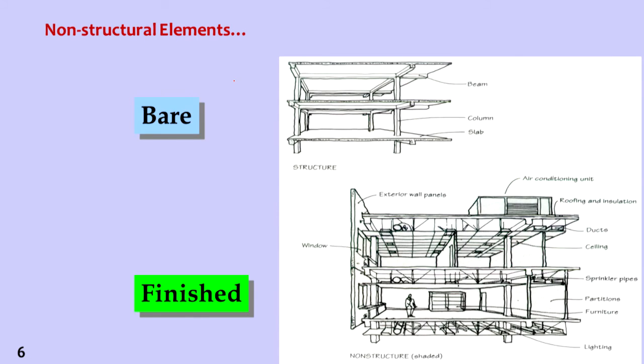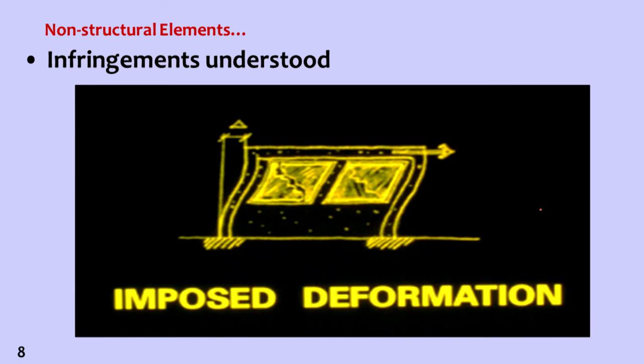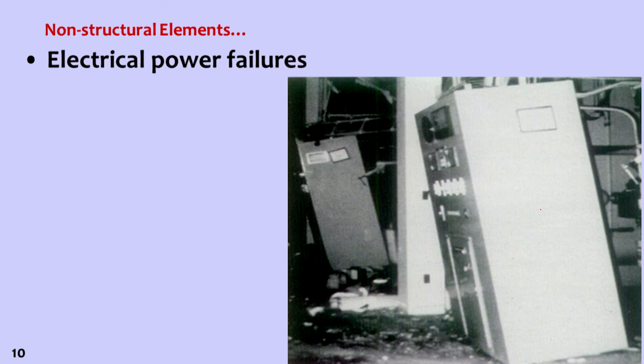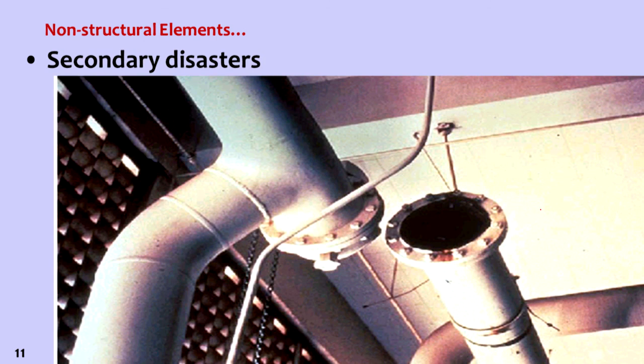You can see in this one, this is a bare frame, and the finished one will have so many non-structural elements, like ducts, ceilings, sprinklers, partitions, furniture, lighting arrangement, air conditioning units, so many things. As you can see, during earthquakes, because of deformation and also because of forces, they got damaged. This is imposed deformation, and you can see deformation of the rack, and also you can see equipment. So this is a secondary disaster.